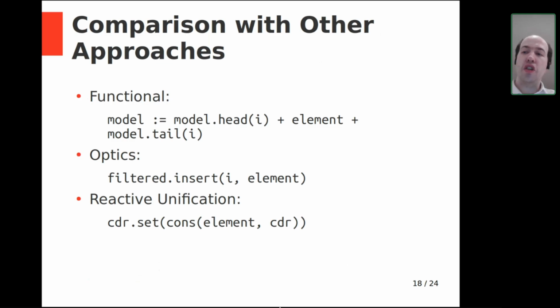We could take a bidirectional optics-based approach where we insert directly into the filtered list, but because the position in the original list is ambiguous, the programmer will also need to somehow specify an update policy, which, as I understand it, is still a little bit of an open research question, and I've seen different solutions proposed for that. In the reactive unification case, we would include in our query the cons pair of the original list at which we wanted the insertion to happen, and then directly set it to a new pair.